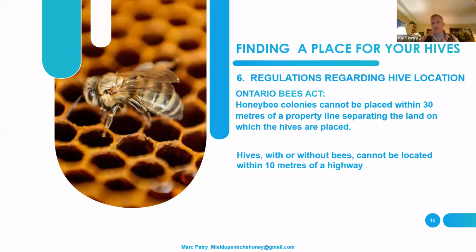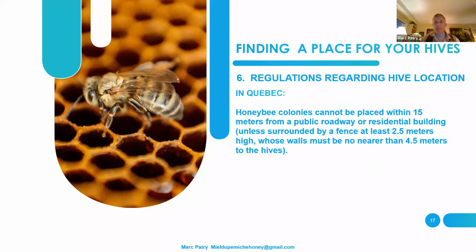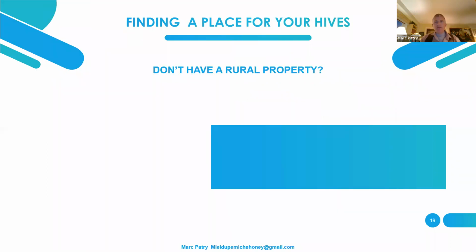So you shouldn't be placing them anywhere within 10 meters of a highway, a main road. In Quebec, it's a bit more complicated. They cannot be placed within 15 meters of a public roadway or a residential building, unless there's a fence, and then the wall height and all that. So I have some links to the actual further details if you want to look into that further. I don't want to get into diagrams about distances and all that in this particular class.